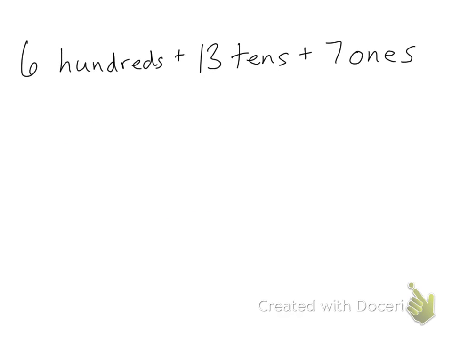Okay, what about this one? We have 6 hundreds plus 13 tens plus 7 ones. So 6 hundreds would be 600. 13 tens would be 130. 7 ones is the same as 7. So if I add these up, I get 600 plus 130 plus 7, which equals 737.